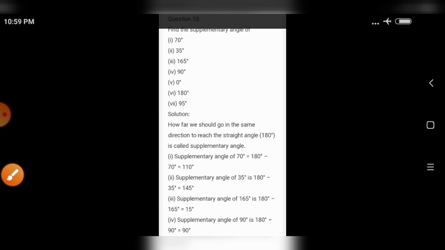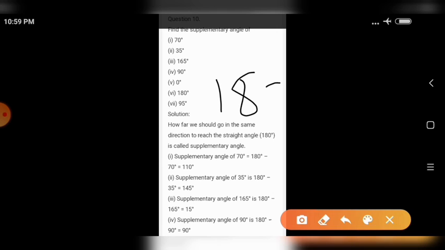Next, 10th sum, like the complementary one. Find the supplementary. Supplementary means 180 degrees. Here you have to subtract. 180 minus 70, we get 110 degrees. And then 180 minus 35, 145 degrees.